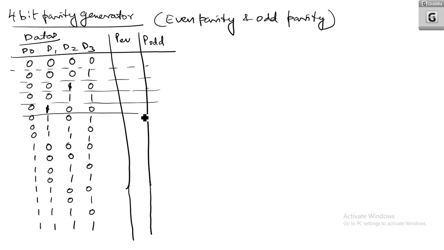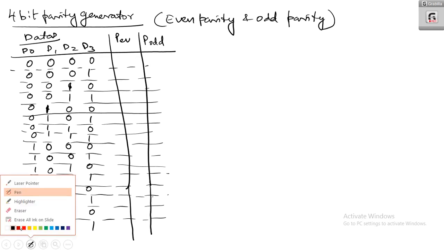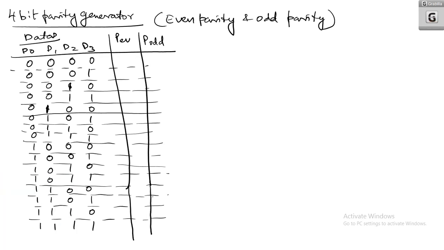And draw some lines, otherwise I will get confused. Parity bits. Okay. Now coming into parity bits, if it is an even parity, for 0, 0, 0, 0 the even parity is 0, and for 0, 0, 0, 1 it is 1.